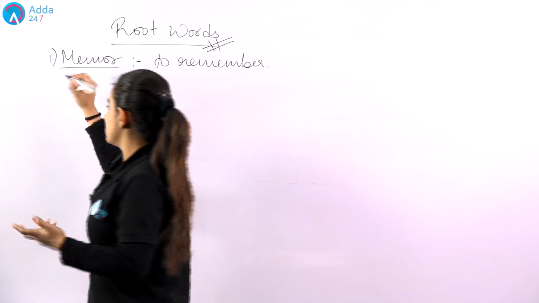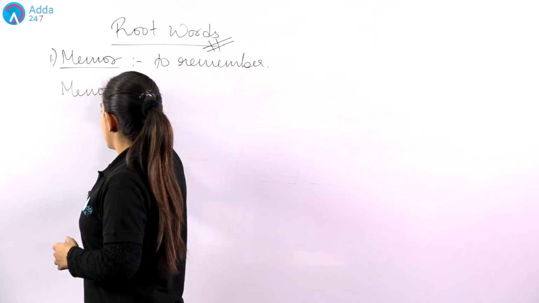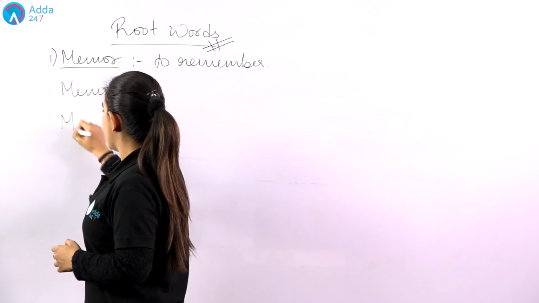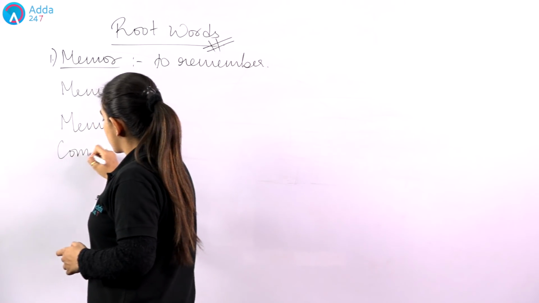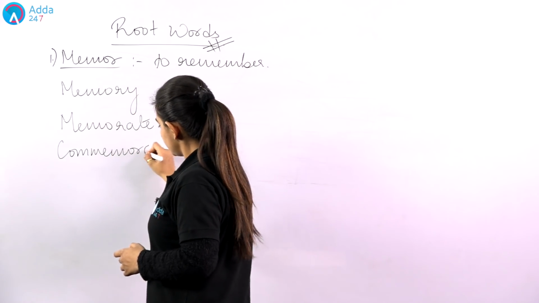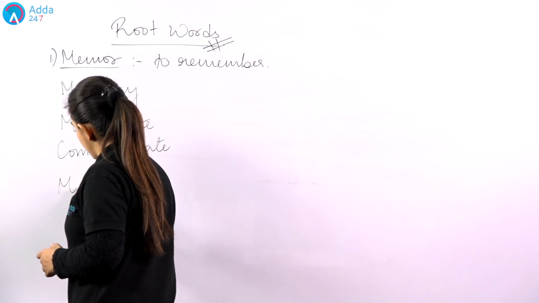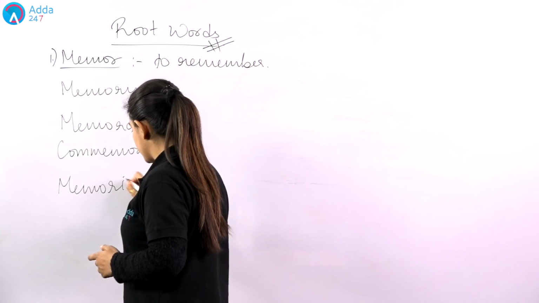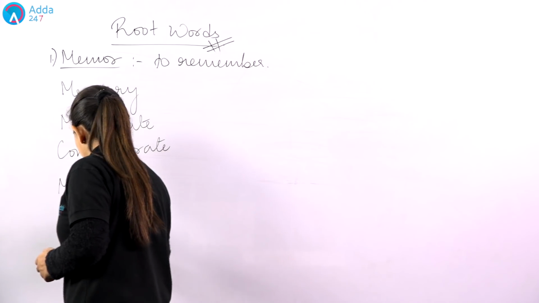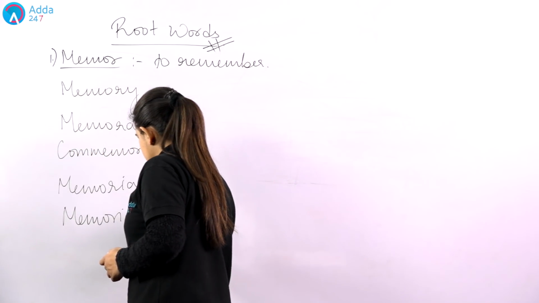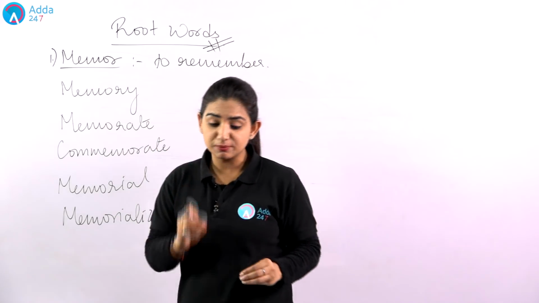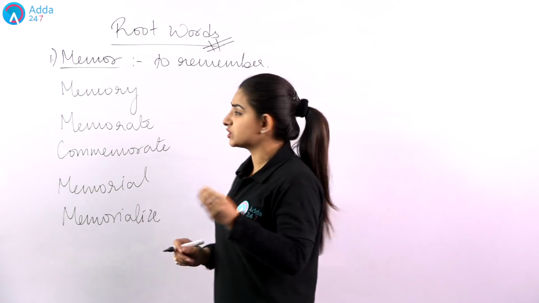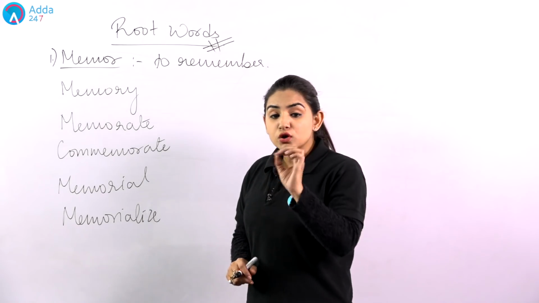For example, how many words can you make? We have memory, memorate, commemorate, memorial, memorialize. So we can make a lot of words just by using one root word. The root word is memor.